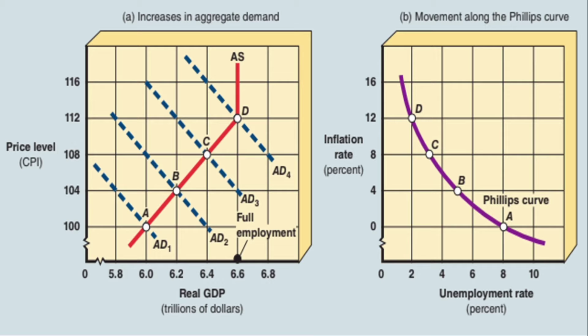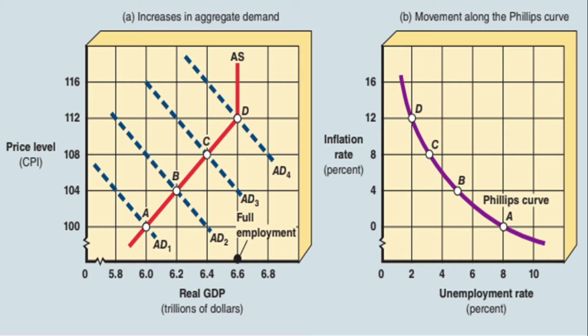As the aggregate demand curve increases from AD1 to AD4, real GDP rises from 6 trillion to 6.6 trillion. More workers are employed, and the price level rises from 100 to 112. The inverse relationship between the price level and unemployment in Part A determines the shape of the Phillips curve in Part B. Points A to D in both figures correspond.